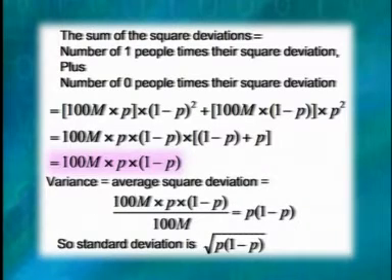And the variance, as you recall, is when we take the number of people in the population, which is 100m, the 100m's cancel, and we just end up with p times 1 minus p. So p times 1 minus p is the variance. That is the average squared distance from each person to the mean. The square root of that is the standard deviation, square root of p times 1 minus p.